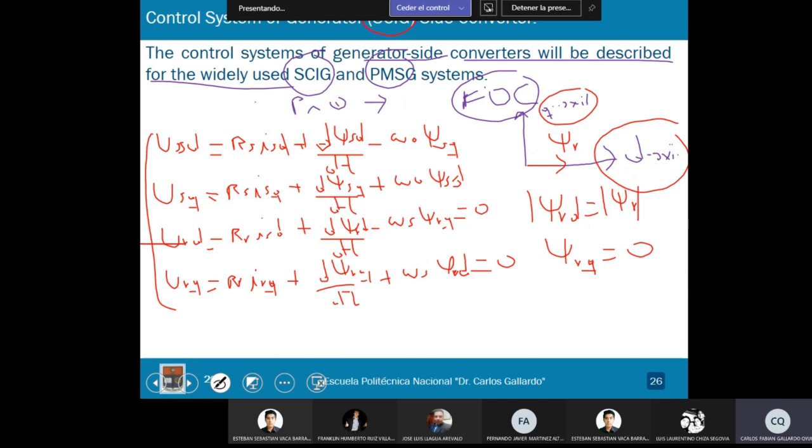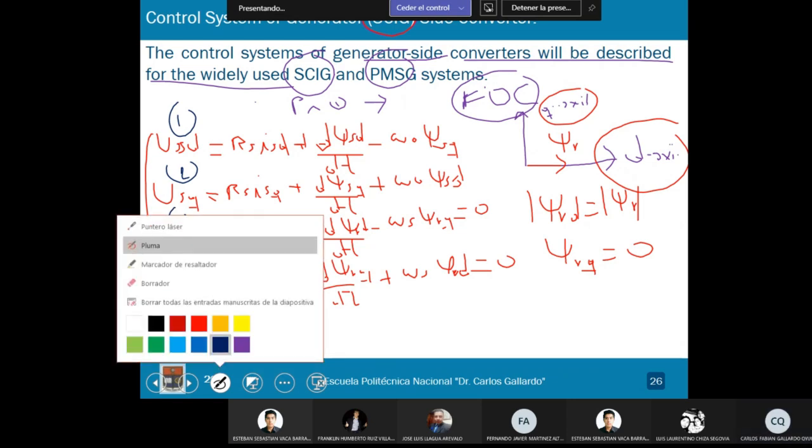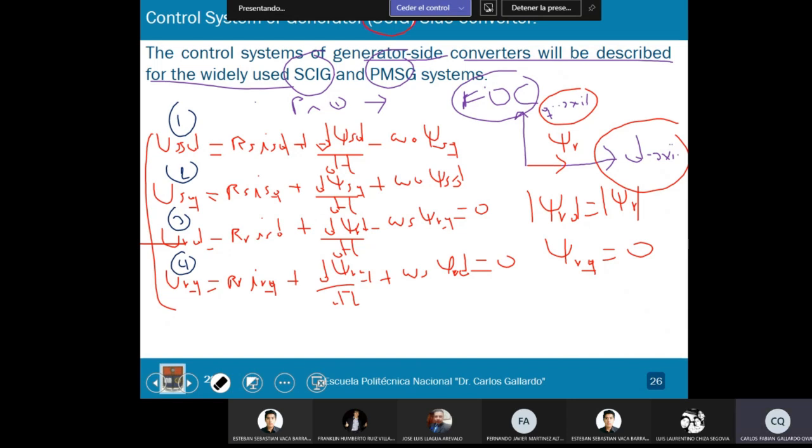What about the fluxes? So I will continue with the fluxes. Let's call this equation number 1. Let's call these equations number 2, 3, and 4. This is for the voltages. What about the fluxes? Let's clear this part.